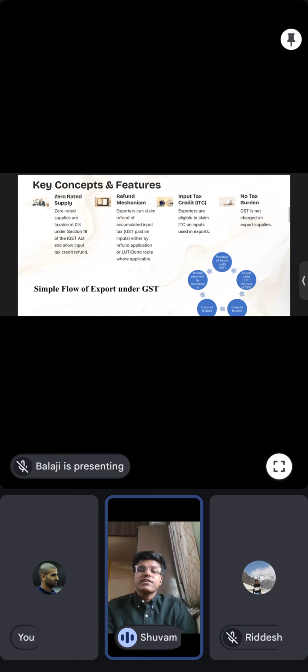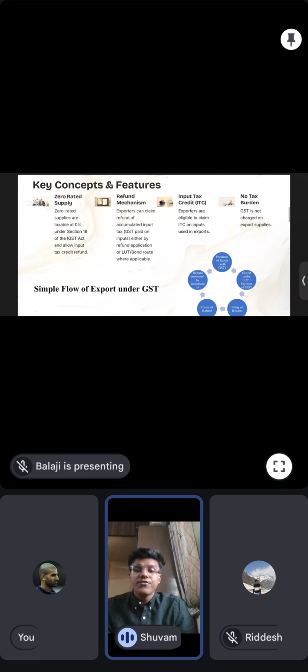Now, let us see the flow of export under GST. First, the exporter purchases inputs and pays GST on them. Second, the exporter supplies goods or services to a foreign buyer. Third, the invoice is issued at 0% GST since it is zero rated. Fourth, the exporter files GST return. Finally, the exporter claims a refund of the input tax credit or IGST paid. The government then processes and grants the refund.